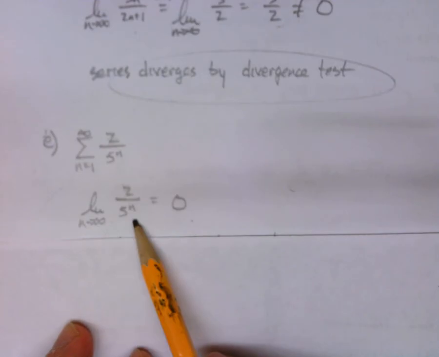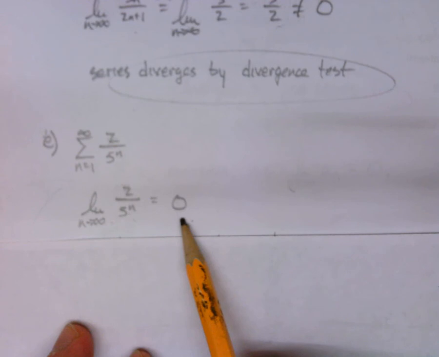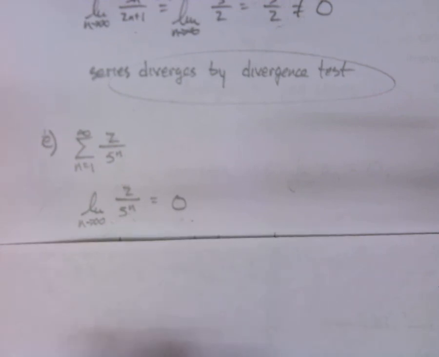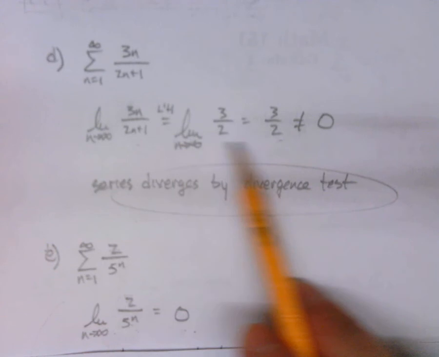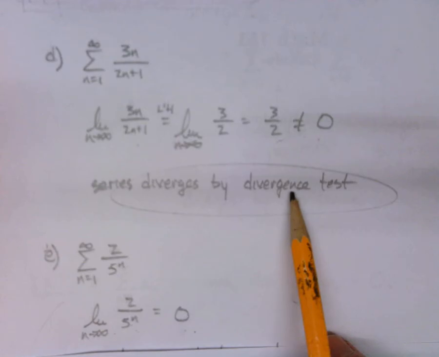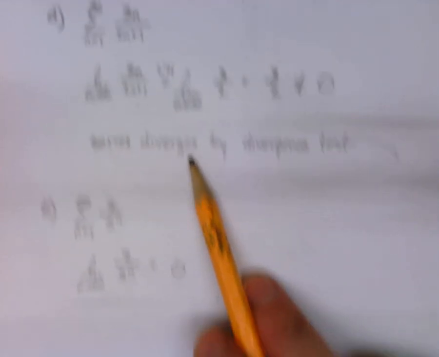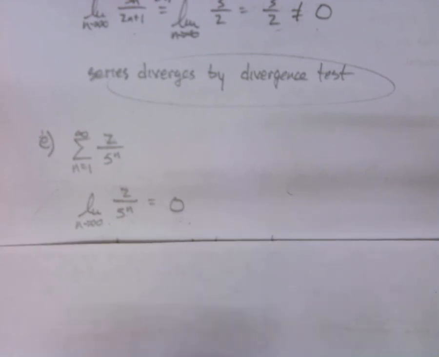If the limit of my nth term in the sequence equals 0, I cannot say anything. I don't know if it converges or if it diverges. If my limit does not equal 0, I know it diverges. Boom. But if it does equal 0, I have no clue.